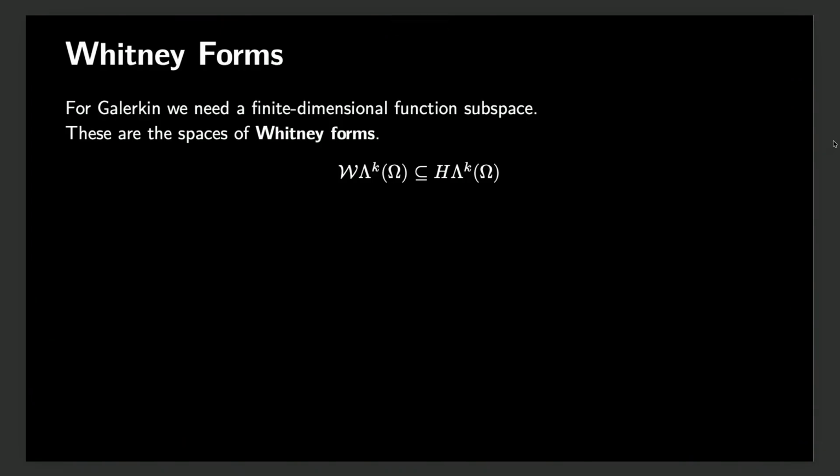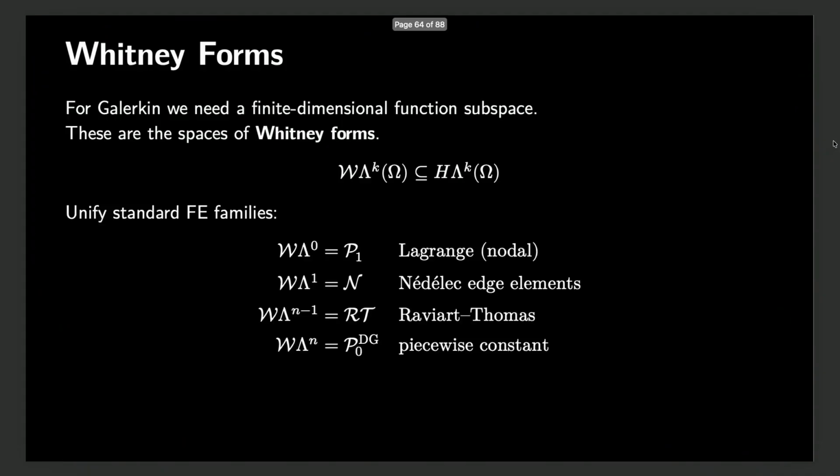The other side of the story are these Whitney forms. They are finite dimensional subspaces of the Sobolev space and basically unify the different finite element spaces from classical FEM. The zero Whitney forms are the Lagrangian nodal basis. The n-forms are the piecewise constant functions. And in between you have more exotic ones, the Nédélec and Raviart-Thomas elements, which are used for vector problems.